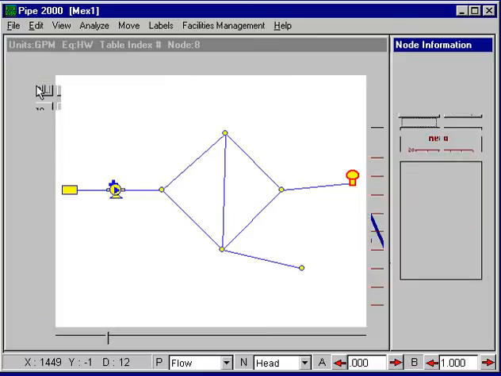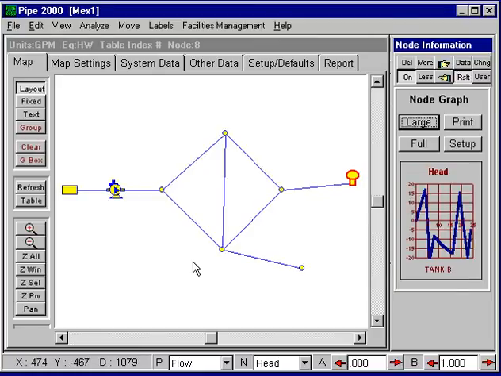So this illustrates the four types of data that we use for EPS: system data, tank data, demand pattern data under setups and defaults, and control switch data.